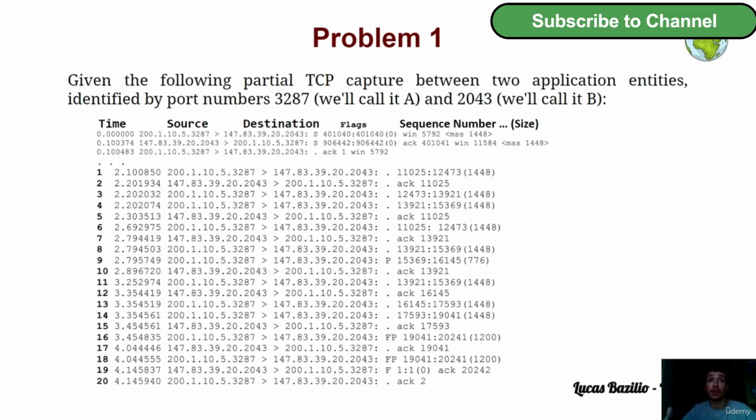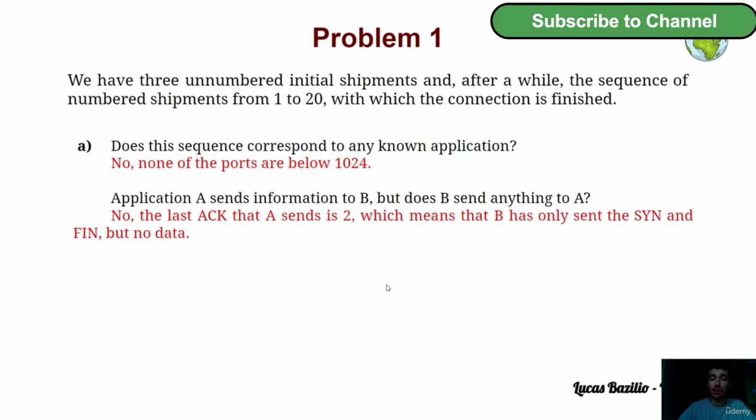And depending on whether these bytes of data were 0 or not: imagine that this number of bytes of data was 0, it means that we have no bytes, and in that case we will have a specific value in here, and this specific value will be 2. And now we are going to reason why. Keep in mind that if the last acknowledgement that application A sends to application B has the confirmation number 2, this means that B has only sent the synchronization and the finalization to application A, but no data at all.